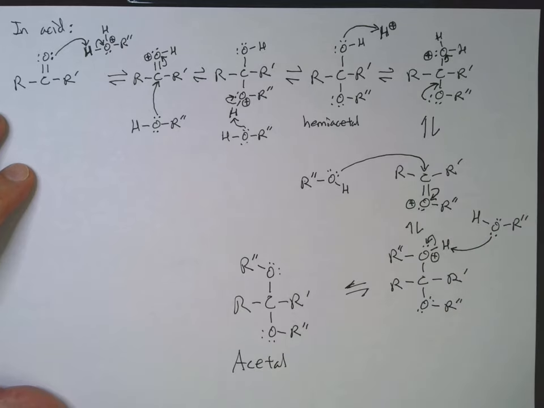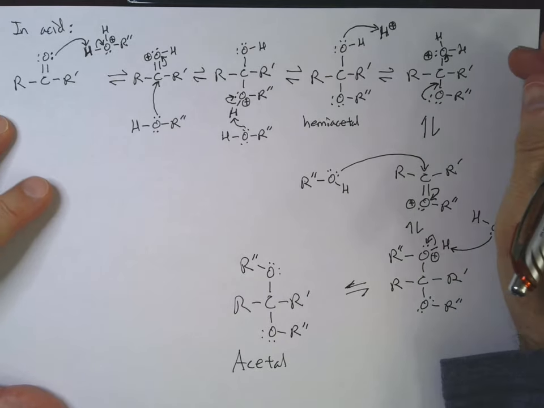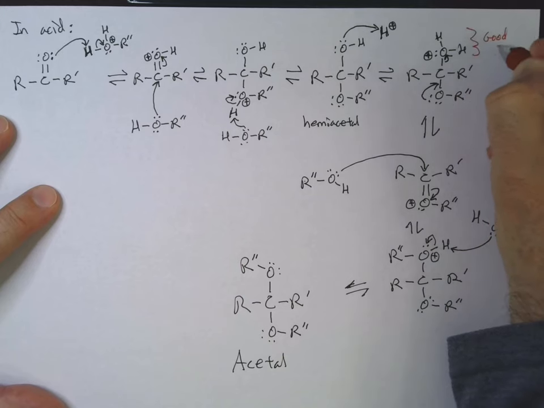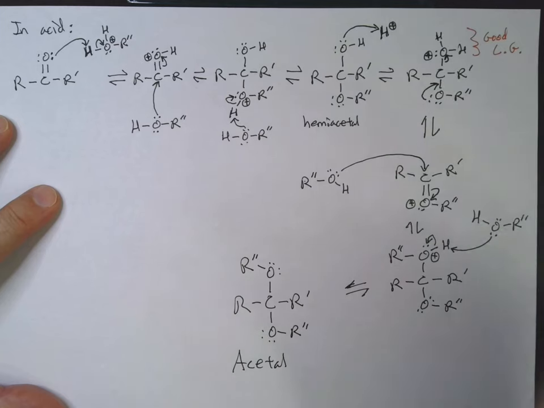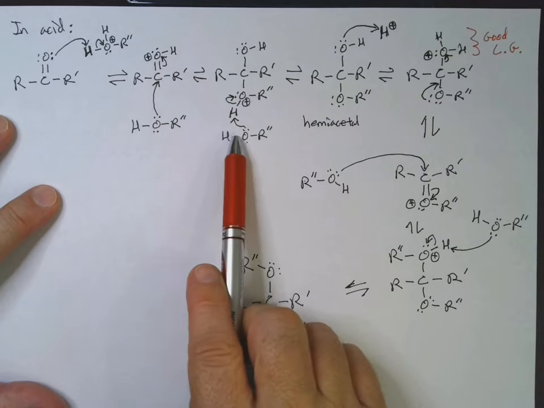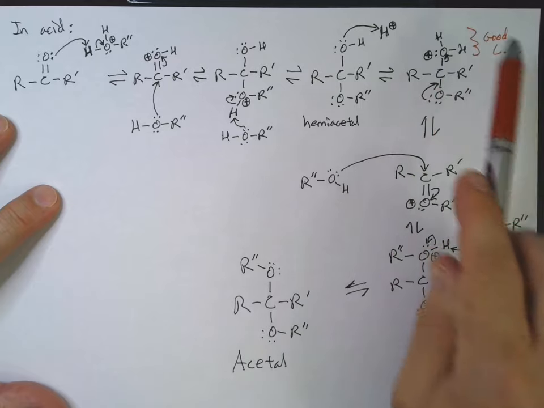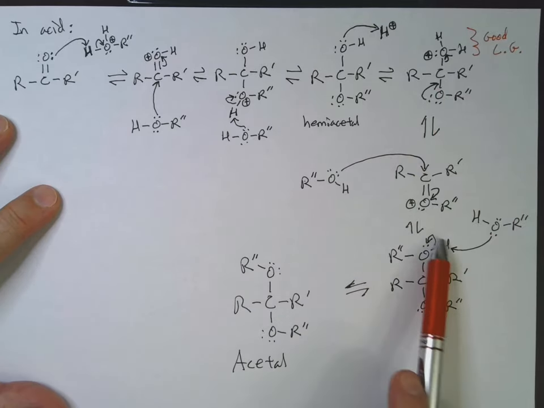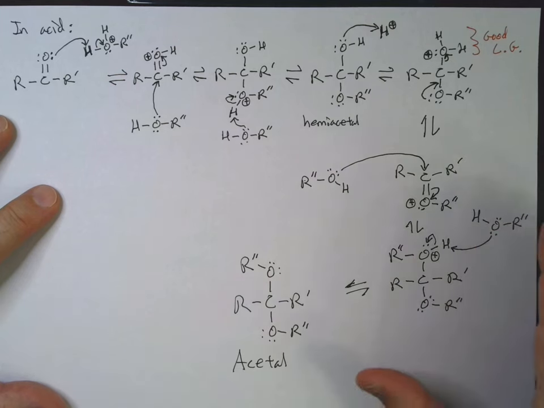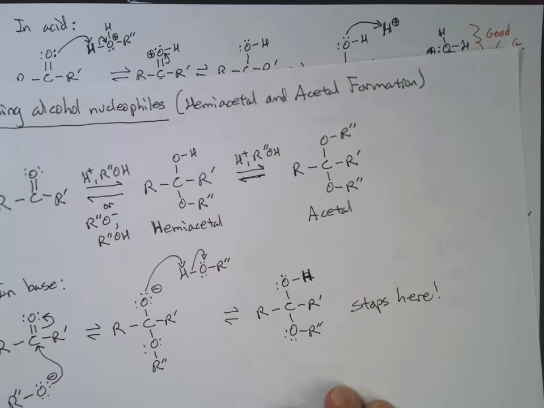Really, the key here is that we make a good leaving group here. And so this guy here is a good leaving group. And it will then leave. So we can get a protonation, nucleophilic attack, another proton transfer, another proton transfer, our good leaving group can leave, then we have another nucleophilic attack and a proton transfer, and now we have the acetal. So base only gets you this far, the hemiacetal.